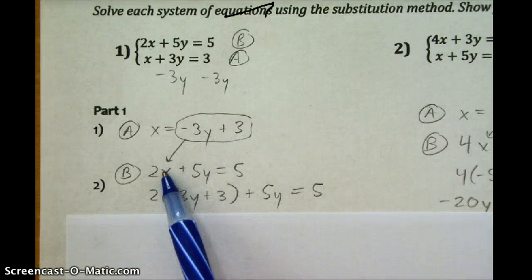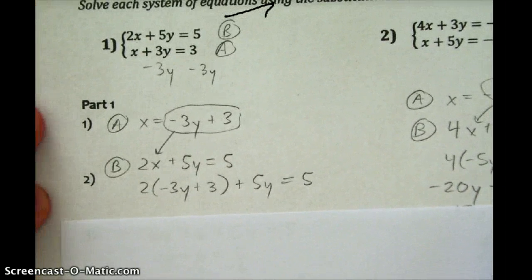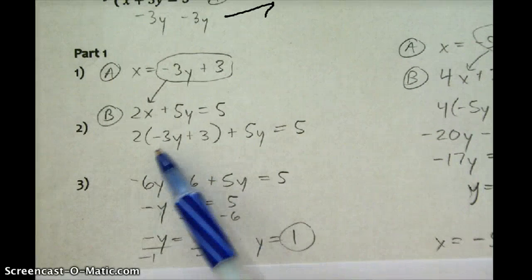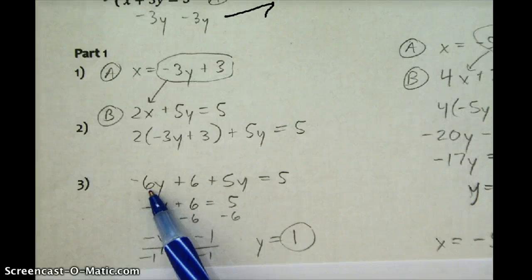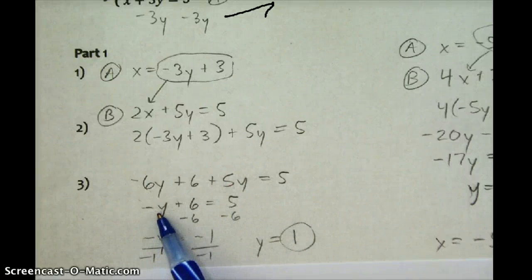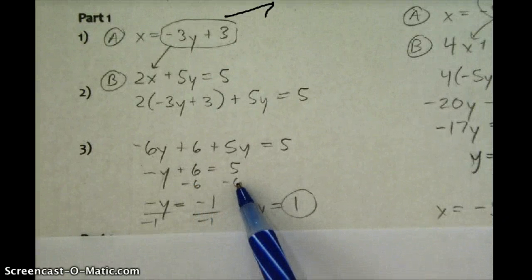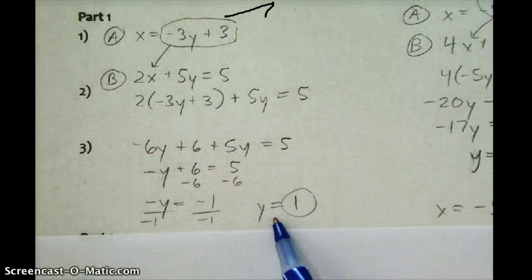So I took that value for x, plugged it in here, and there we go. My third step was to solve for the first variable. So I first distributed my 2 through my parentheses. I had a negative 6y and a positive 5y. Negative 6y plus 5y gives me a negative y. I then subtracted 6 from both sides and divided by that negative 1 in front of the y to isolate my y and get my y as being equal to 1.